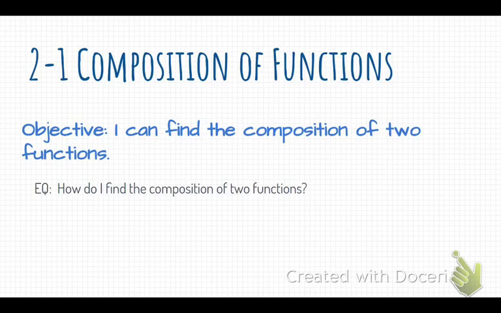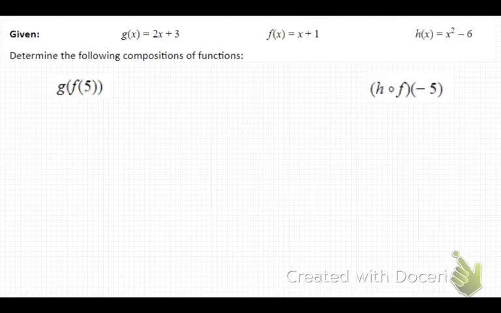Okay, before you start, I recommend that you write these 3 functions down, f of x, g of x, and h of x, because we're using them for the next 6 examples. Those 3 functions are the same. Our first 2 examples are refreshers from the first day of this lesson: g of f of 5 and h of f of negative 5. I'll give you a second to copy that down.